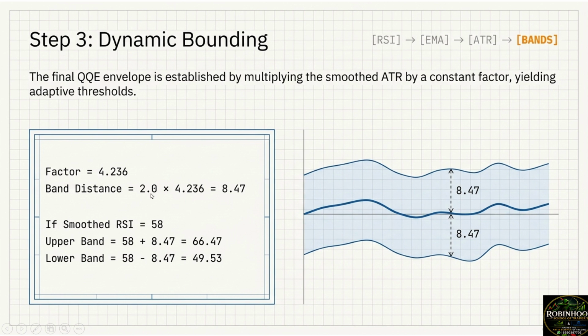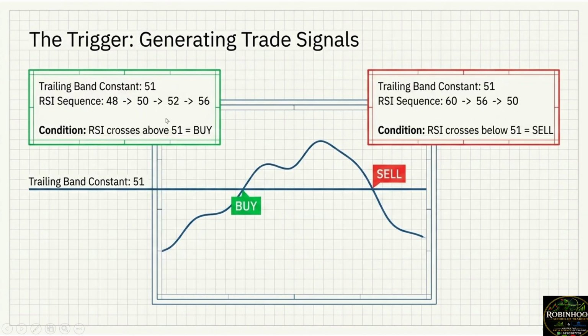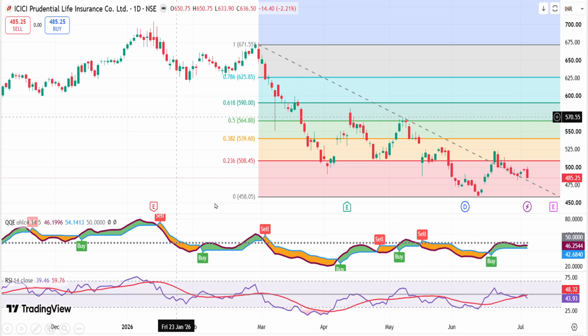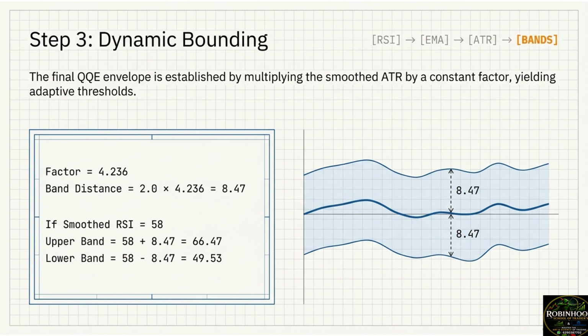The upper band will be 2 into 4.28, so it will be in the vicinity of 4.8, and then the lower band, apologies, the lower band will be in the vicinity of subtracting that from 58. So we get a 2 band higher band at 66.47 and lower band at 59.43.